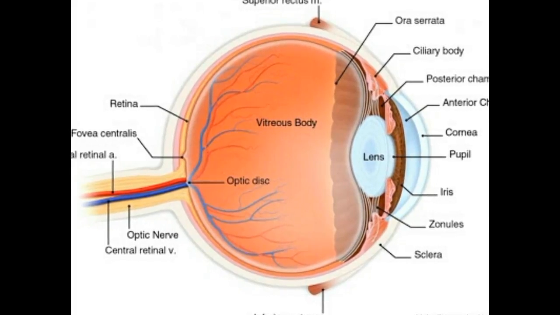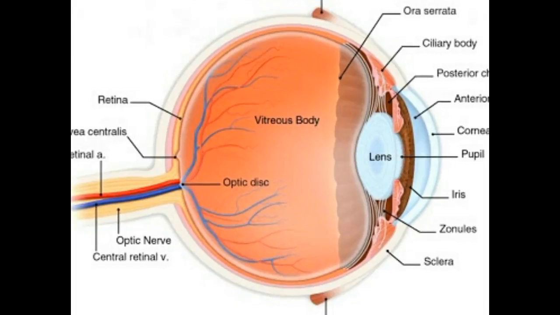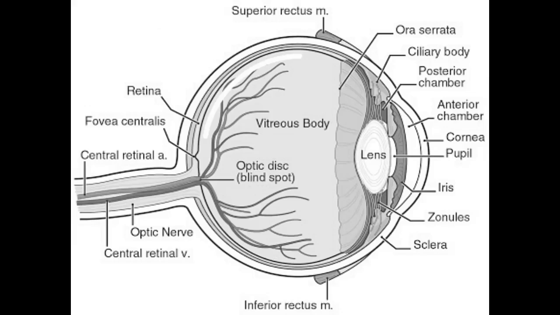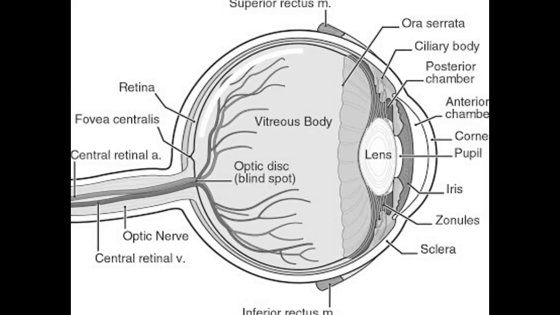Then comes our lens. Behind the pupil is the adjustable lens. It changes shape to autofocus. Then comes our ciliary muscles. Surrounding the lens is a ring of muscles that pulls on the lens to change its shape. Then the iris. The colored part of the eye is called the iris.